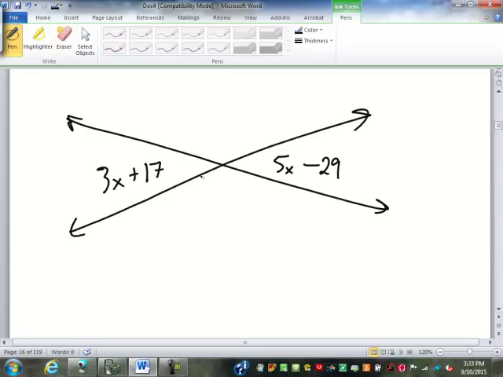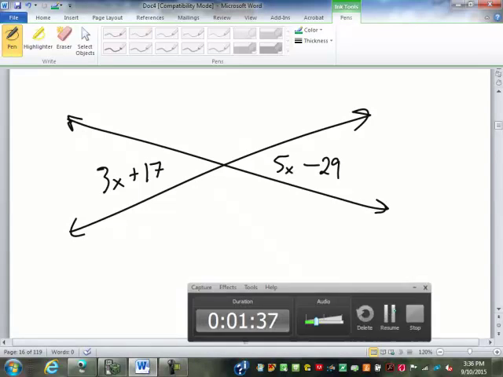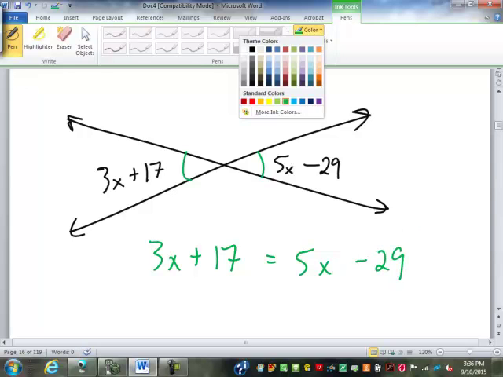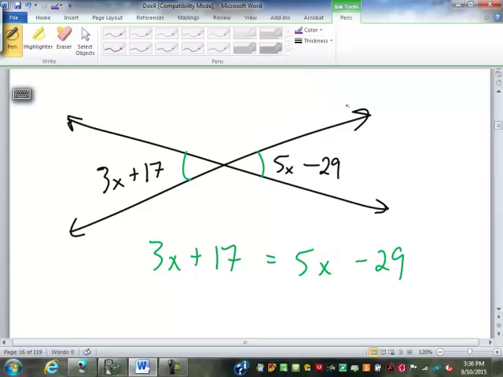Let's try this one since we're on a roll. See what you come up with in this one. So this one's just a little bit more involved. What's the relationship between the two angles this time? They're equal. Good. So 3x plus 17 has to equal 5x minus 29. And it doesn't matter which one you put on each side. You could switch them around if you wanted to too and have the 5x minus 29 first if you prefer.